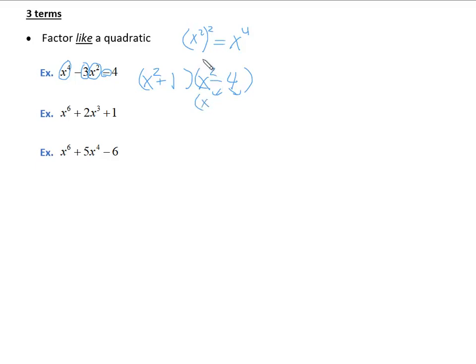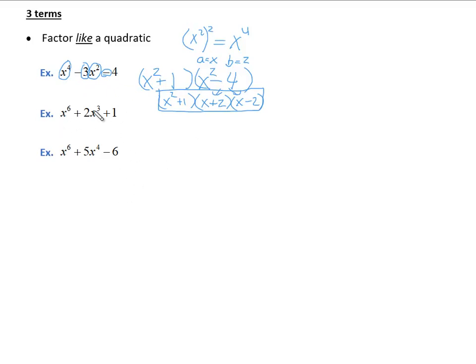Here my a value would be x. My b value would be 2. And this factors as x plus 2 times x minus 2. And of course, this guy, even though he didn't factor further, he's still part of my factors, so I don't want to forget him. x squared plus 1. And this would be as factored out as I can make that quartic trinomial.